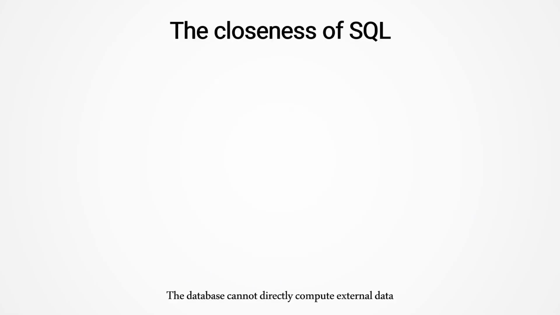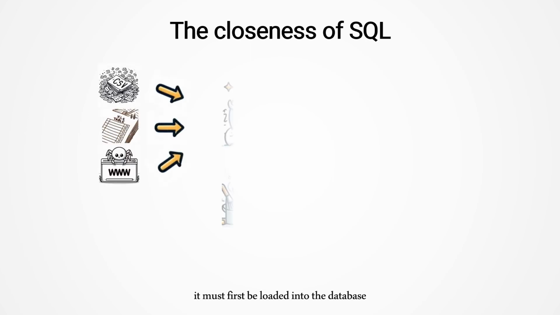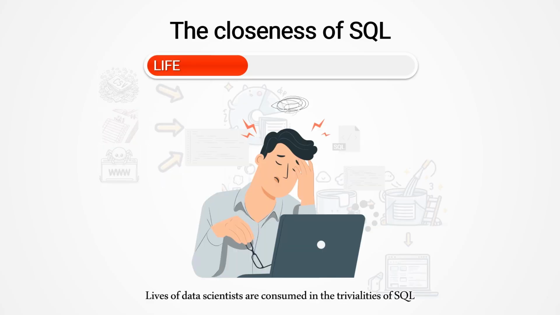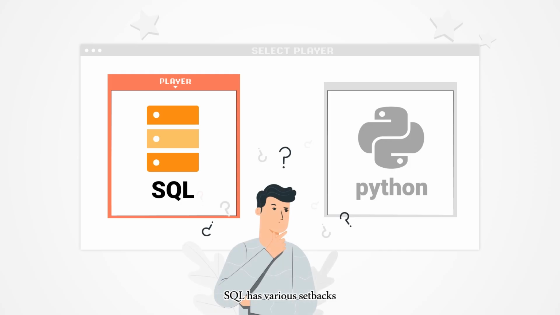The database cannot directly compute external data. It must first be loaded into the database. Text, Excel, and web data require preprocessing to conform to database constraints, a cumbersome and time-consuming process. Lives of data scientists are consumed in the trivialities of SQL. SQL has various setbacks, prompting data scientists to explore alternative tools like Python.